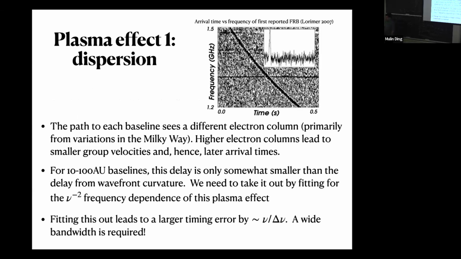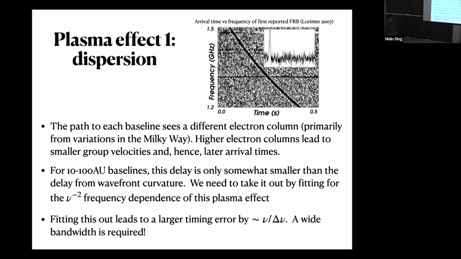Okay, so it turns out that there are 2 plasma effects that you might worry about. The lower order effect is called dispersion. The basic idea is higher frequency light traveling through a plasma travels closer to the speed of light than lower frequency light. So when you detect an FRB, it really sweeps across in frequency. The first FRB that was detected arrives at 1.5 gigahertz much earlier than it arrives at 1.2 gigahertz. So you have this sweep.